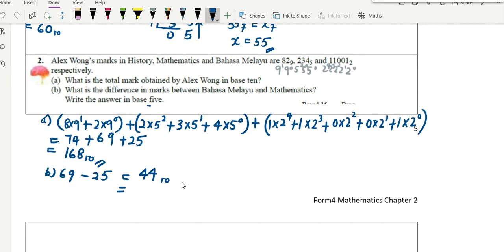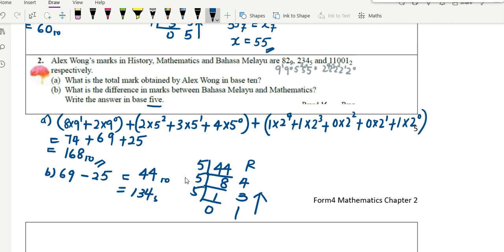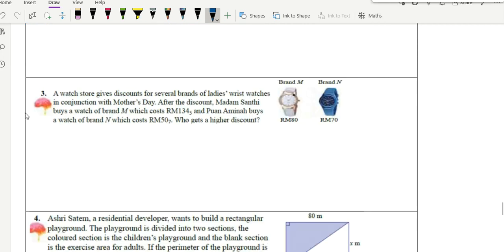You want to convert to base 5. Do the division. The remainder is 4. Continue, 5 into 1 5... the remainder is 3. Continue. 1, 3, 4, base 5. Final answer. Okay, we proceed to question 3.